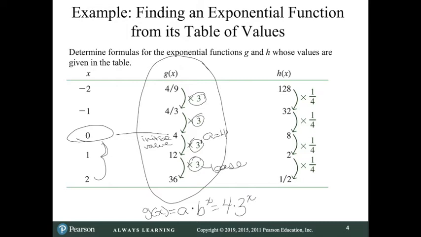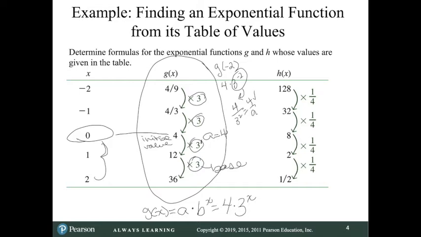Okay, now we can check this by substituting in, for example, -2. So if I wanted to check g of -2, I would say, okay, well, 4 times 3 to the -2. Negative exponent means it gets plopped in the denominator. That's 4 over 3 squared is 4/9, and that works. Okay, it's always a good idea to check your equations just to make sure that everything worked out okay.